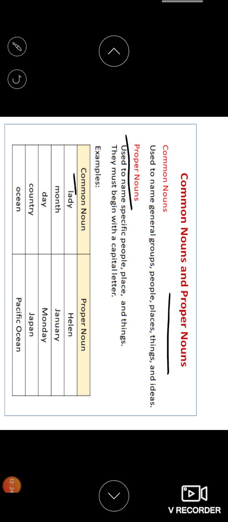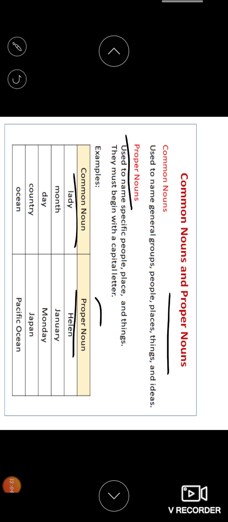You can see the common noun examples: lady, month, day, country, ocean. You can see that all are in small letters, right? But have a look at the proper nouns. See, all are in capital letters. Helen, the name of any lady can be Helen. Month: January, February, March, April, May, June, July, right? Day can be Monday, Tuesday, Wednesday, Thursday. Countries: Japan, India. Ocean: Pacific Ocean, Indian Ocean, Atlantic Ocean. So we have the particular name for that particular place, and it can be things, ideas, or people.